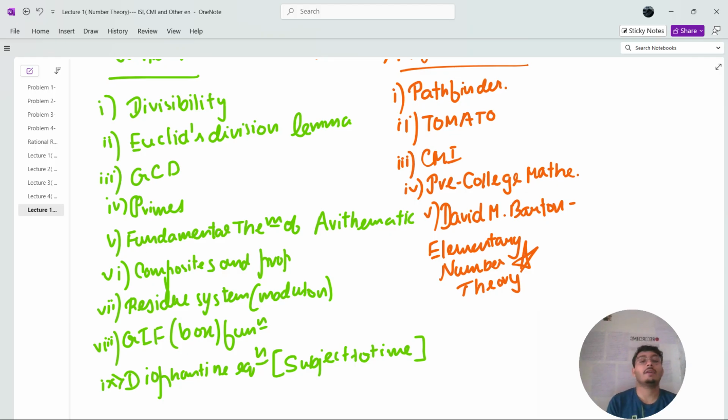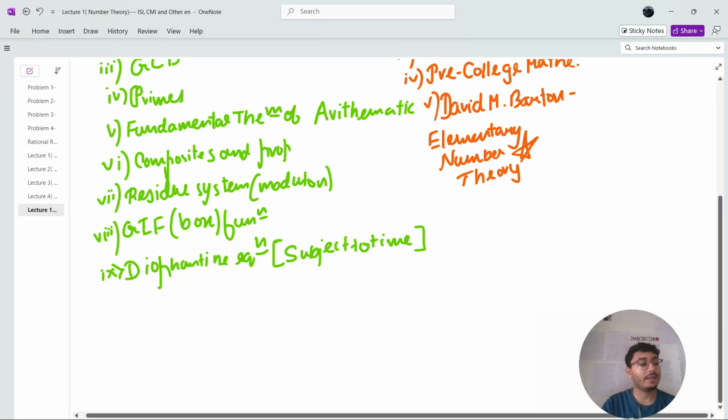And then comes Diophantine equations, which is subject to time. Diophantine equations have not been asked in ISI, though they have been asked in CMI, but even if you don't solve it through Diophantine equations, you can still solve it, though it will be a little bit lengthy. So today's first topic is divisibility.